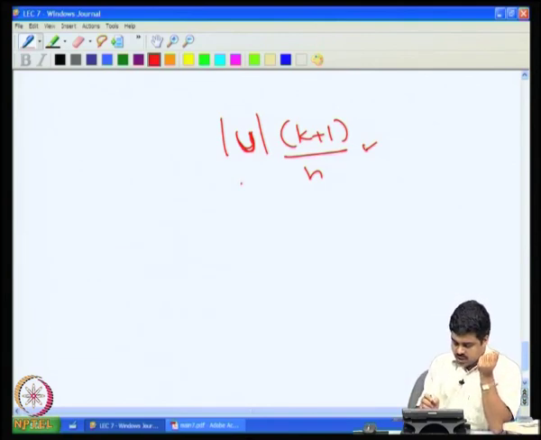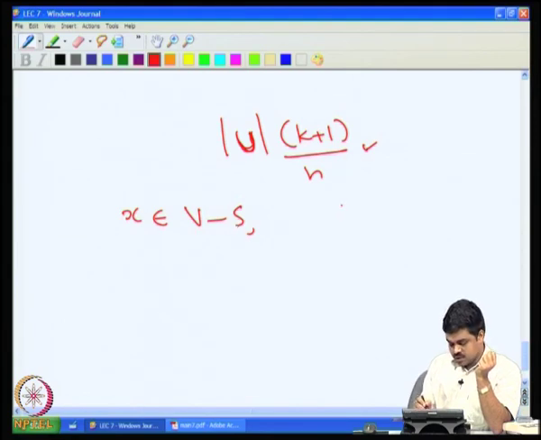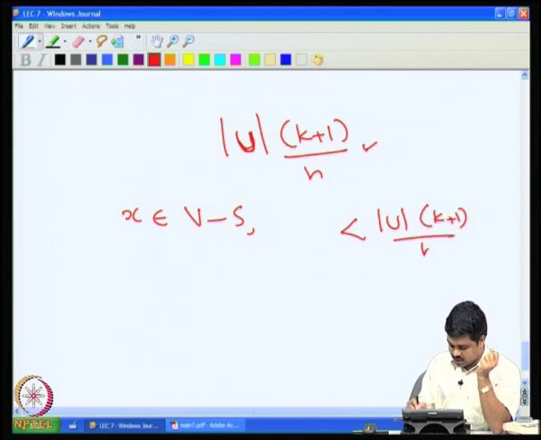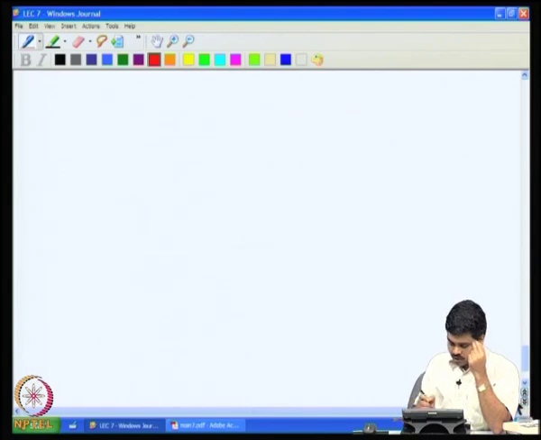How do I show that? Suppose this is not true, that means every vertex x outside S is such that the number of vertices it dominates from U is less than cardinality of U times (k+1)/n, strictly less than this. In that case, we will show a contradiction. For the ease of explanation, I will do it like this.